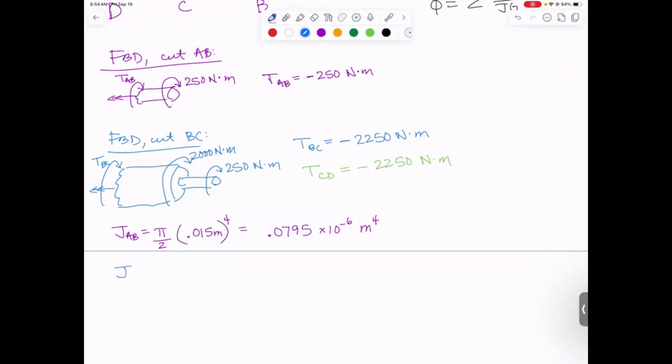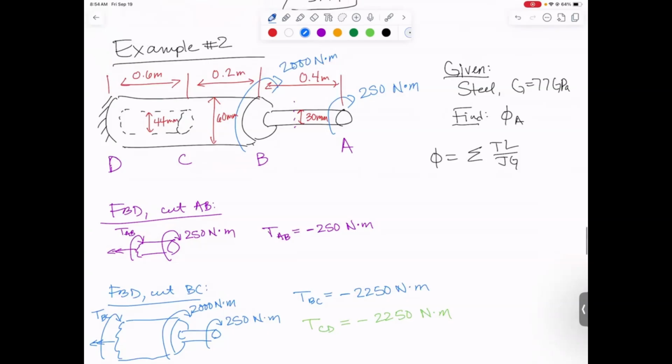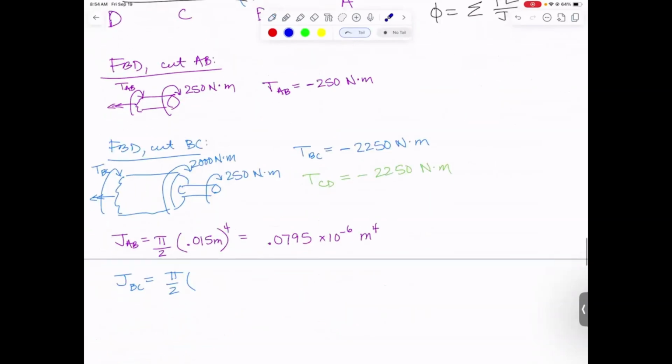Let's do the next one. Segment BC is also solid. So we do pi over 2 times the radius to the fourth. This one has a diameter of 60. Cut it in half, you get 30 millimeters. And putting that into meters, that will be 0.030 meters, which gets raised to the fourth. That comes out to be 1.272 times 10 to the minus 6 meters to the fourth.